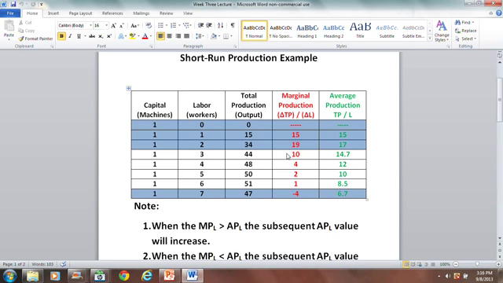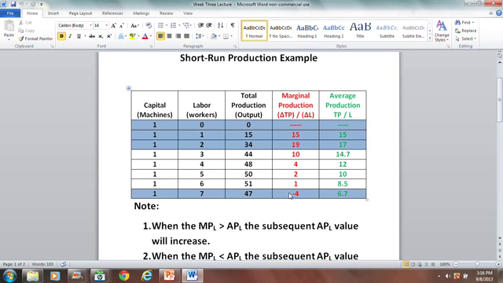Now, after we hire the third worker, notice the marginal product starts to decrease. As long as it's decreasing, like going 10, 4, 2, 1, as long as it's decreasing but still positive, that is known as the region of decreasing returns. Because as we're hiring each subsequent worker, each worker is producing a decreasing amount of output. So it's known as decreasing returns.